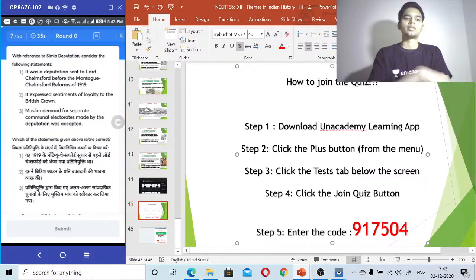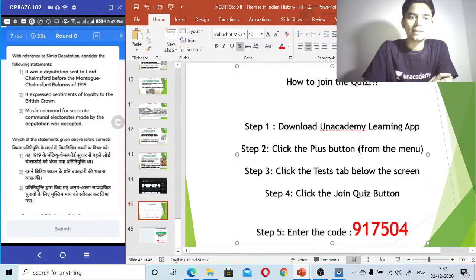Question 7. With reference to Shimla deputation, consider the following statements. 1. It was a deputation sent to Lord Chelmsford before the Montagu-Chelmsford reform of 1919. 2. It expressed sentiments of loyalty to British Crown. 3. Muslim demand for separate communal electorates made by the deputation was accepted. Select the correct answer.